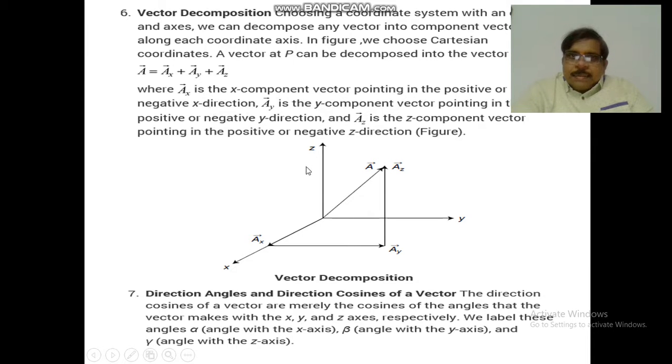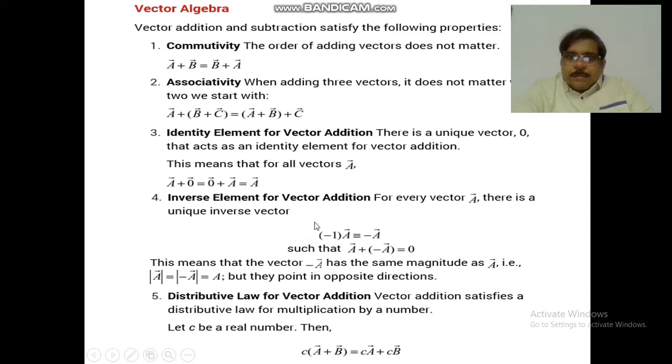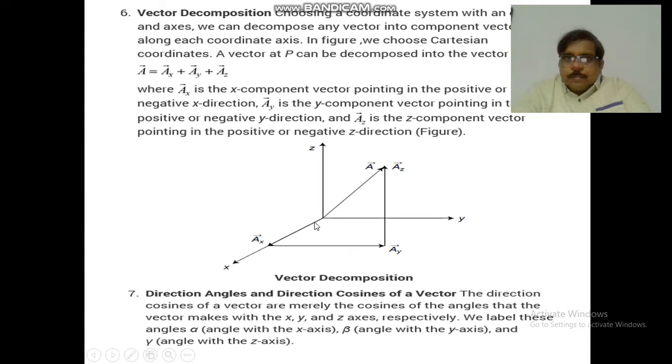Let's see the example where this is the x direction, this is the y direction, and this is the z direction, and the unit vectors moving towards the x, y, z directions are ax, ay, and az, and direction angles and direction cosines of a vector.